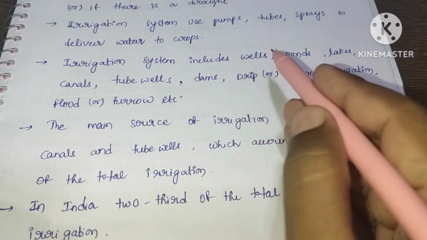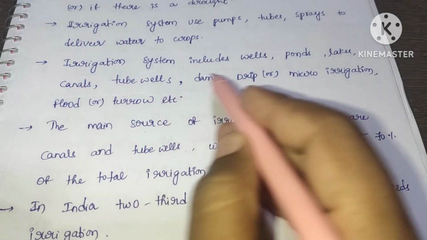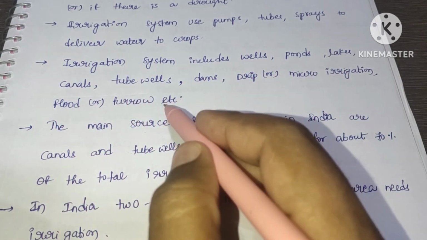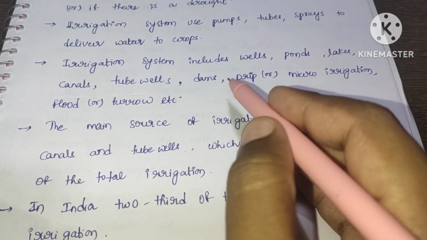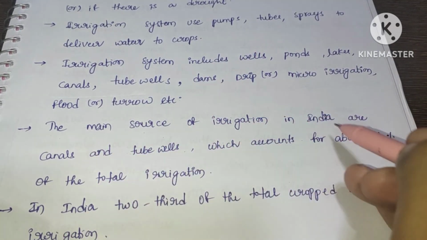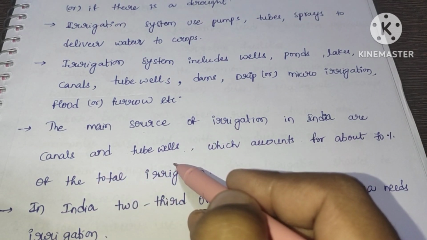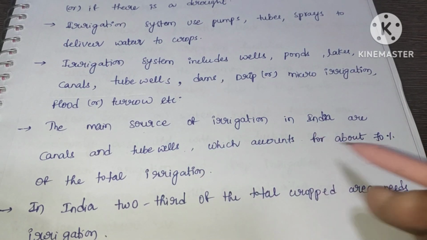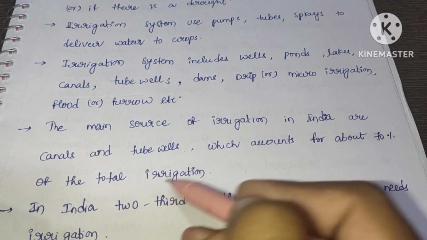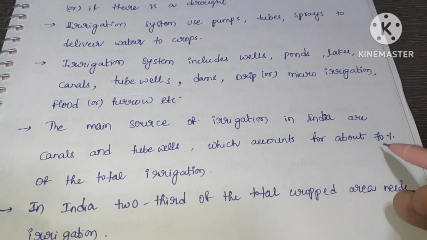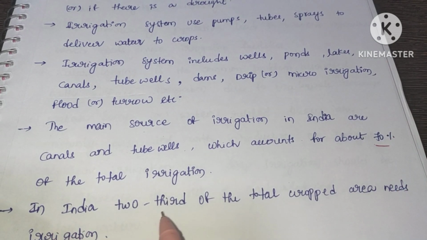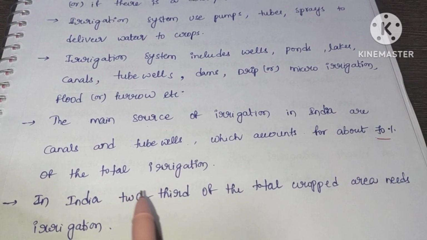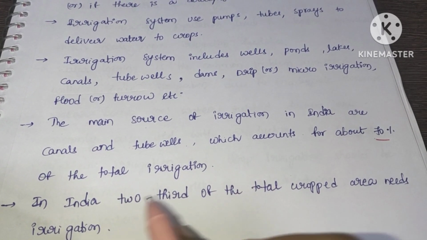So we have to go with irrigation at that particular time. Irrigation systems include wells, ponds, lakes, canals, tube wells, dams, drip or micro irrigation, flood or furrow, etc. These are all the irrigation systems. The main source of irrigation in India is canals and tube wells, which account for about 70% of the total irrigation. In India, 2/3 of the total cropped area needs irrigation.